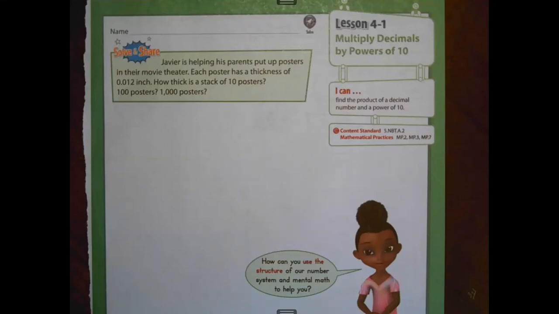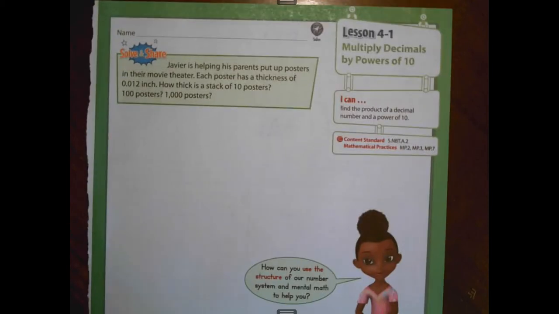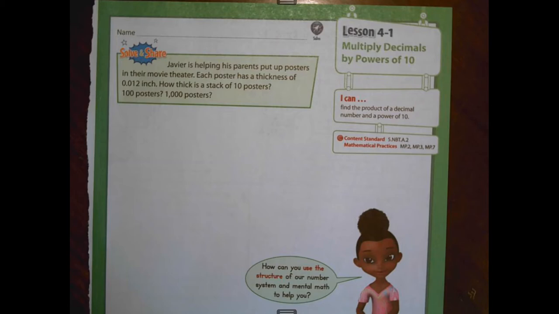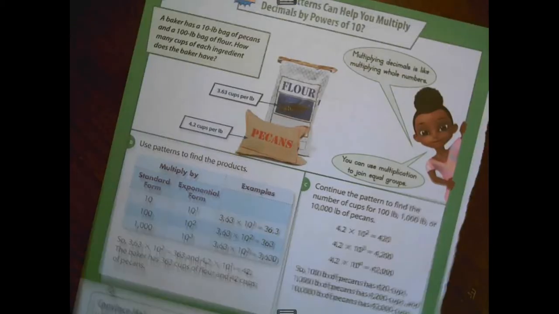Today we are starting topic 4. We're going to be working with multiplying decimals for the next couple weeks. So we are on page 165. We're looking at lesson 4.1, multiply decimals by powers of 10. So I will wait for you if you need to go grab your volume 1 textbook. Otherwise, we're going to start actually on page 166.